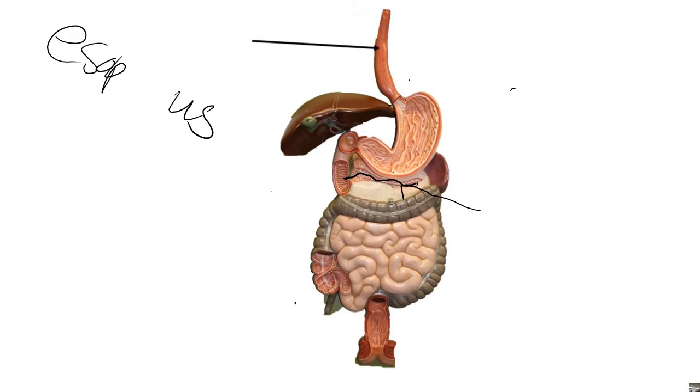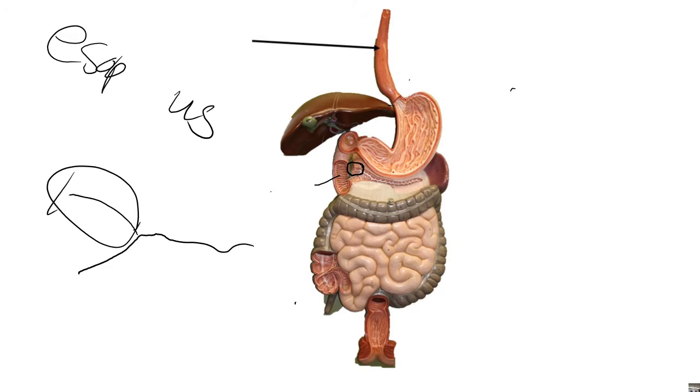And then there is a little accessory duct. I can't zoom in on this, but right here at the very end, the main duct goes down, and then there's a little segment that goes up. That little segment is the accessory pancreatic duct.